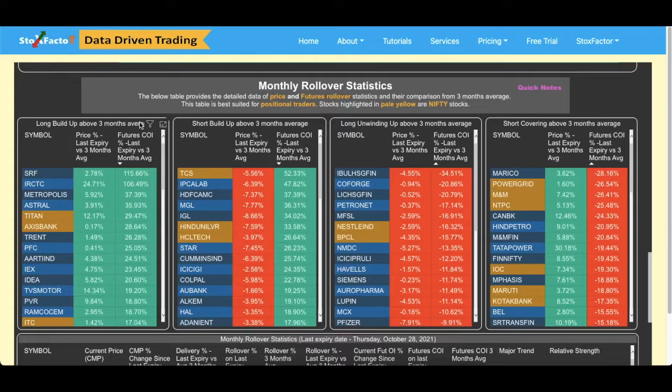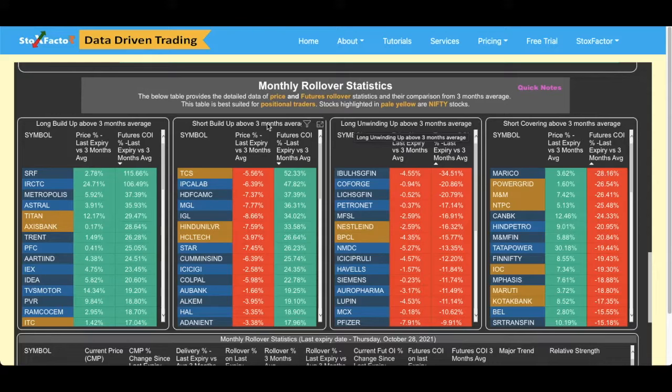So mainly for cash market players, they can mainly focus on long build-up and short covering. These are the 2 buckets which support the price rise. Similarly, the positional traders, the players who are into the futures market, can also look for opportunities for short selling in these 2 tables.